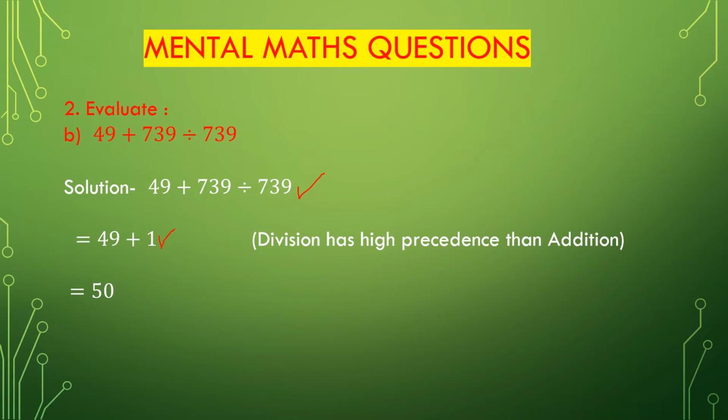This is the property of 1. Now 49 plus 1. 49 plus 1 equal to 50. So we get the number 50. 49 plus 739 divided by 739 equal to 50.